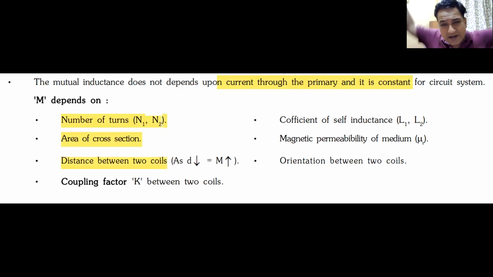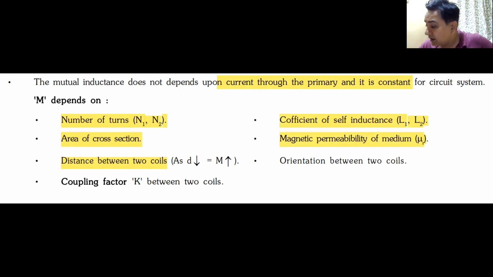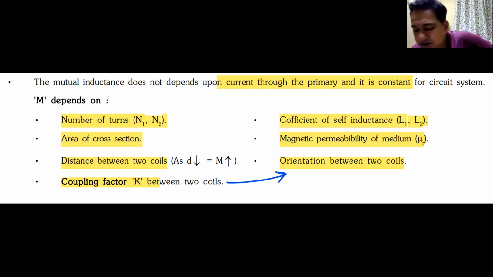Obviously, if the distance is very high, nothing is going to happen. It depends on the coefficient of self-inductance L1 and L2. It depends on the magnetic permeability of the medium, which medium is there. It depends very importantly on the orientation of the coil and the coupling factor. This coupling factor is nothing but it depends on the orientation of the coil, how these coils are arranged. The maximum value of coupling factor is 1. The coupling factor is 1. Whatever flux is linked in the primary, the same flux will be linked in the secondary. Am I going too fast?